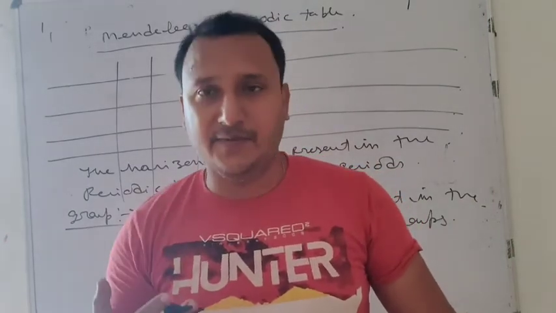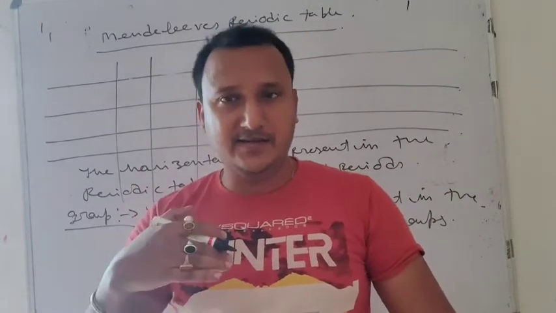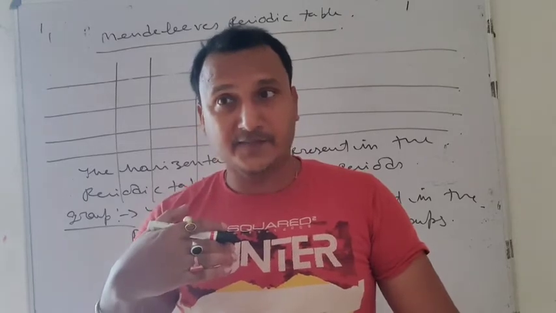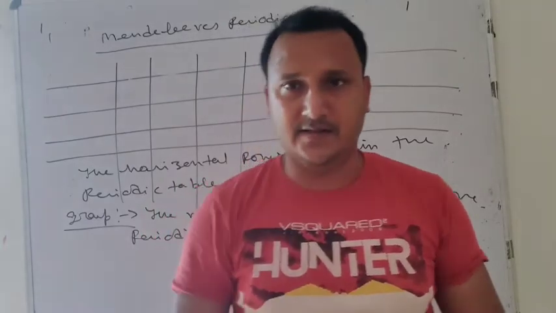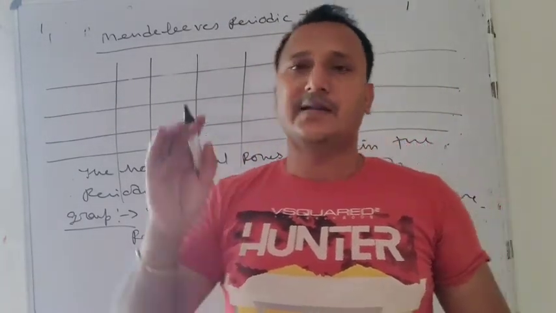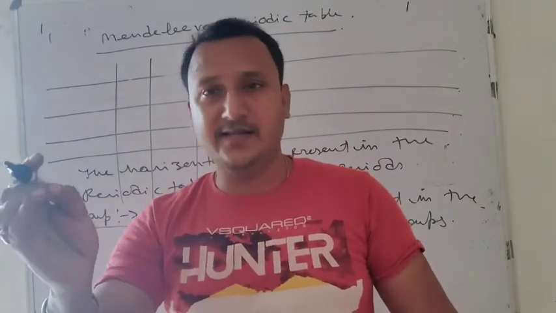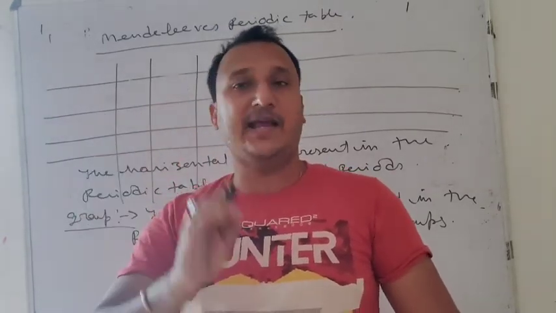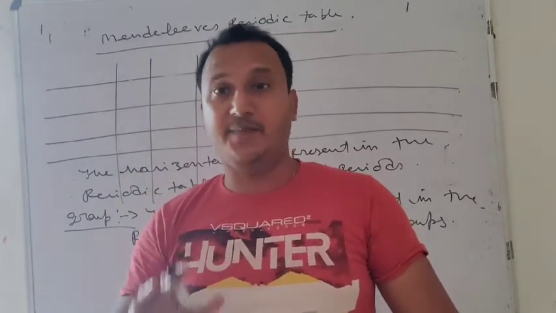You have to give another definition, that is the number of electrons gained, accepted, released or shared during chemical combination, that is known as valency. I am repeating, the number of electrons accepted, released or shared during chemical combination by an element is known as valency. That is the perfect definition of valency.